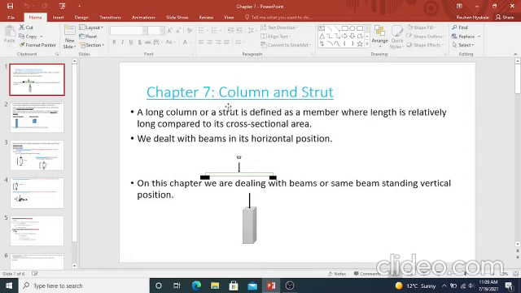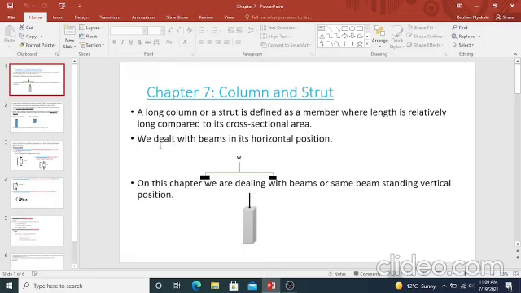On chapter 7, we are dealing with columns and struts. A long column or a strut is defined as a member whose length is relatively long compared to its cross-sectional area. You can tell that the length is greater than the cross-sectional area.